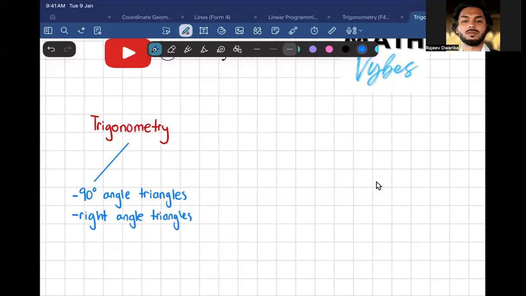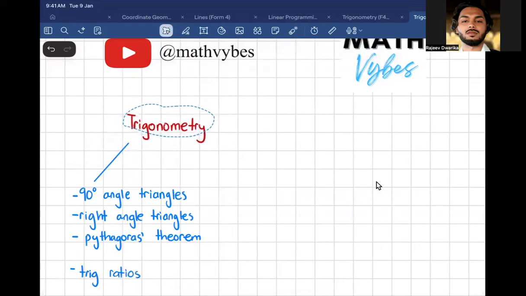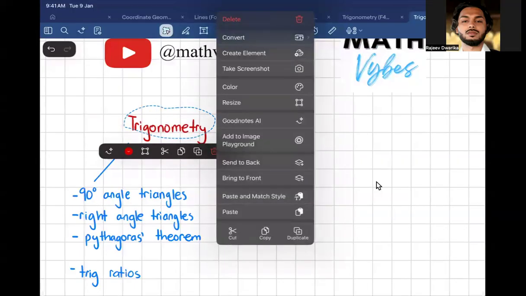And if you are dealing with a right angle triangle, you need to either use Pythagoras theorem or use trig ratios. These are the only things you could use. Make this a little bigger.